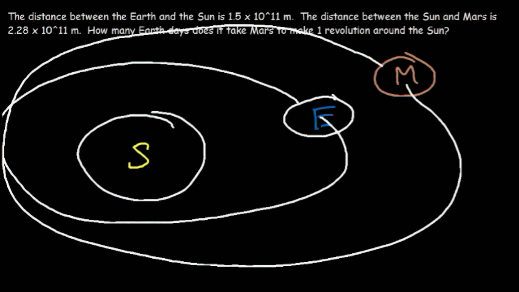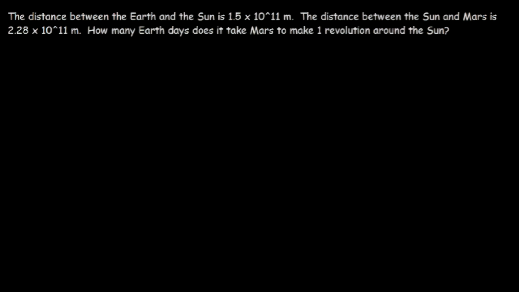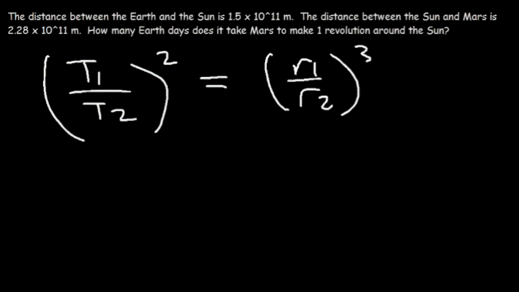So we need to use Kepler's laws to figure this out. His third law states that the ratio of the squares of the periods of any two planets revolving about the Sun is equal to the ratio of the cubes of their mean distances from the Sun. So basically, this equation: T1 over T2 raised to the second power, that's the ratio of the squares of the periods of the two planets, is equal to R1 over R2 raised to the third power.